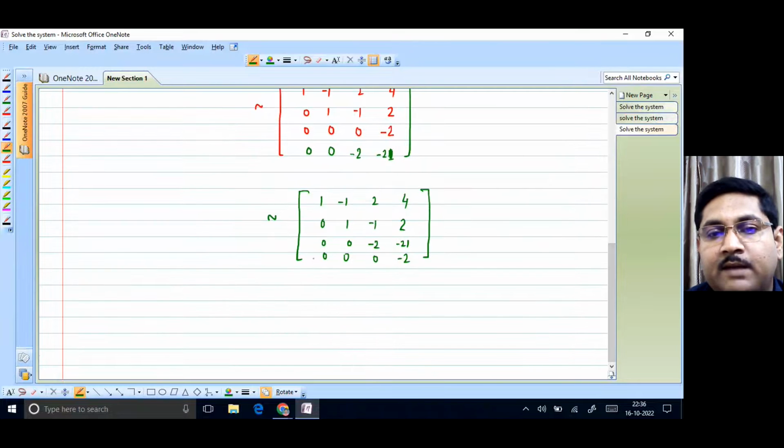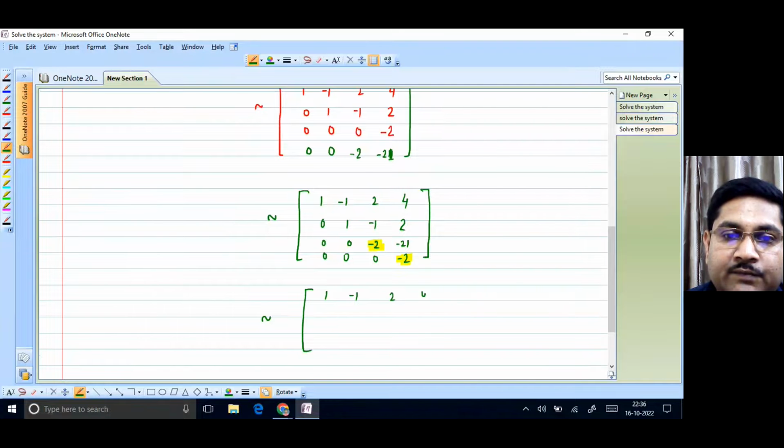So first of all, I divide the second last row by minus 2 so that I will get 1 there, and below this I have 0. So again I will divide the last row by minus 2. So I will divide the second last row and the last row by minus 2. And once I do that, see what I am going to get: 1, minus 1, 2, 4, 0, 1, minus 1, 2, 0, 0, 1, 21 by 2, and 0, 0, 0, 1.